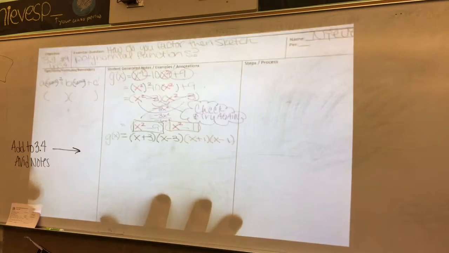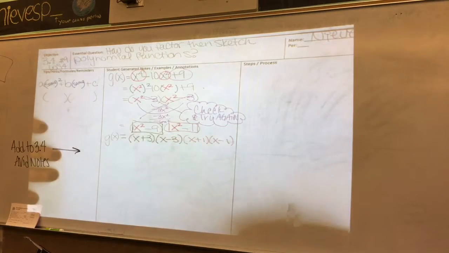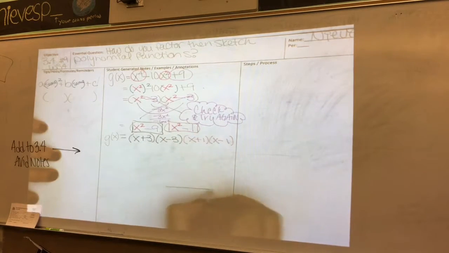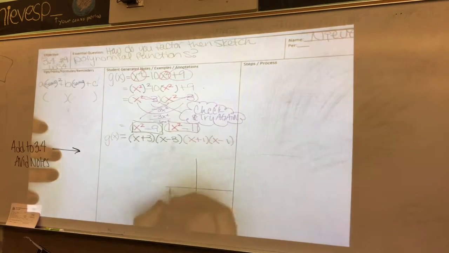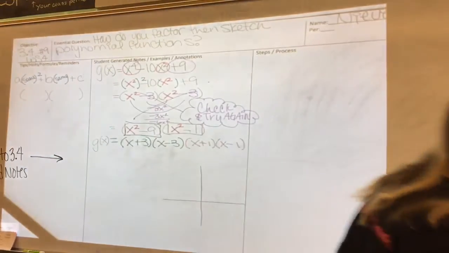Okay, so I'm going to move it up just so you guys can see a little better. Okay, and some of you are going to cut your graph out, and that's fine. I might do some work over here, so I'm going to leave some space. Yes. Okay, is it focused?